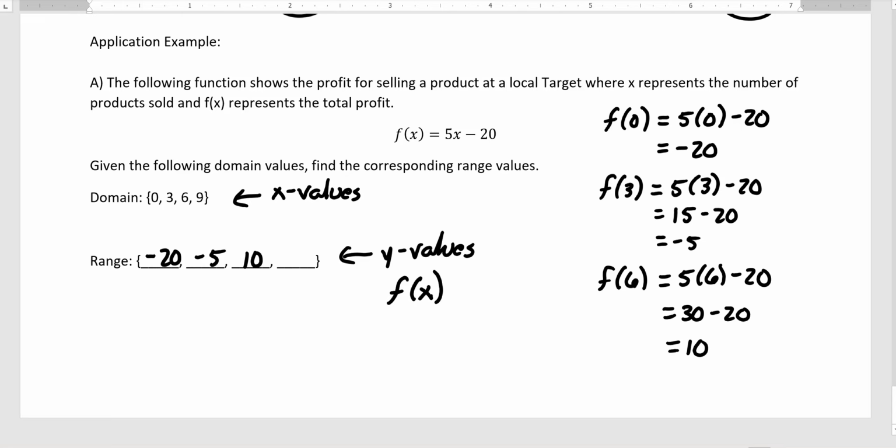And now notice there's a little pattern here. We're increasing by 15 each time: negative 20, negative 5, 10. I'm going to go ahead and guess that this is 25. Let's do the math to prove it. So f of 9 equals 5 times 9 minus 20. 5 times 9 is 45. 45 minus 20 is, sure enough, 25.